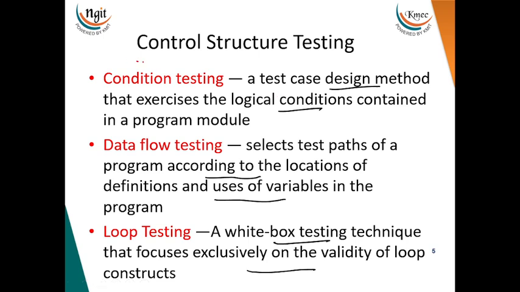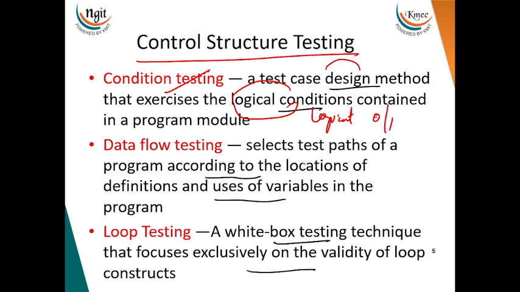And control structures are nothing but conditional structures, conditional testing, a test case design method to exercise logical conditions. This is used for logical conditions, that is 0 or 1. Data flow: select a test path of the program according to the locations of definitions and uses of variables, which are based on the logical condition. What are the variables we are using?